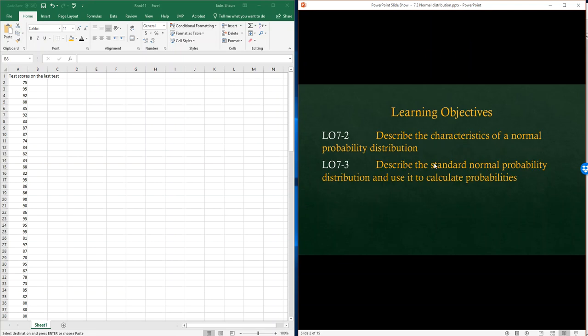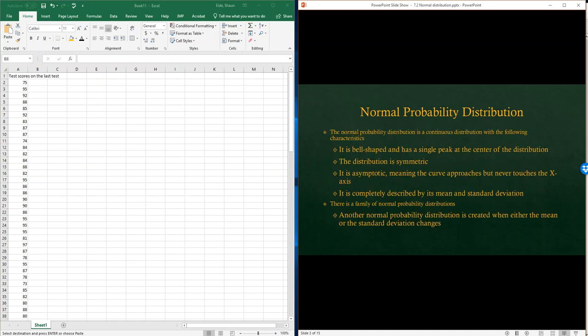By the conclusion of this lesson, you're going to be able to describe the characteristics of a normal probability distribution, describe the standard normal probability distribution, and use it to calculate probabilities. So the normal probability distribution is a bell-shaped distribution and has a single peak in the center. It's symmetrical. It's asymptotic, meaning that the curve approaches but never touches the x-axis. In other words, it theoretically goes on for infinity.